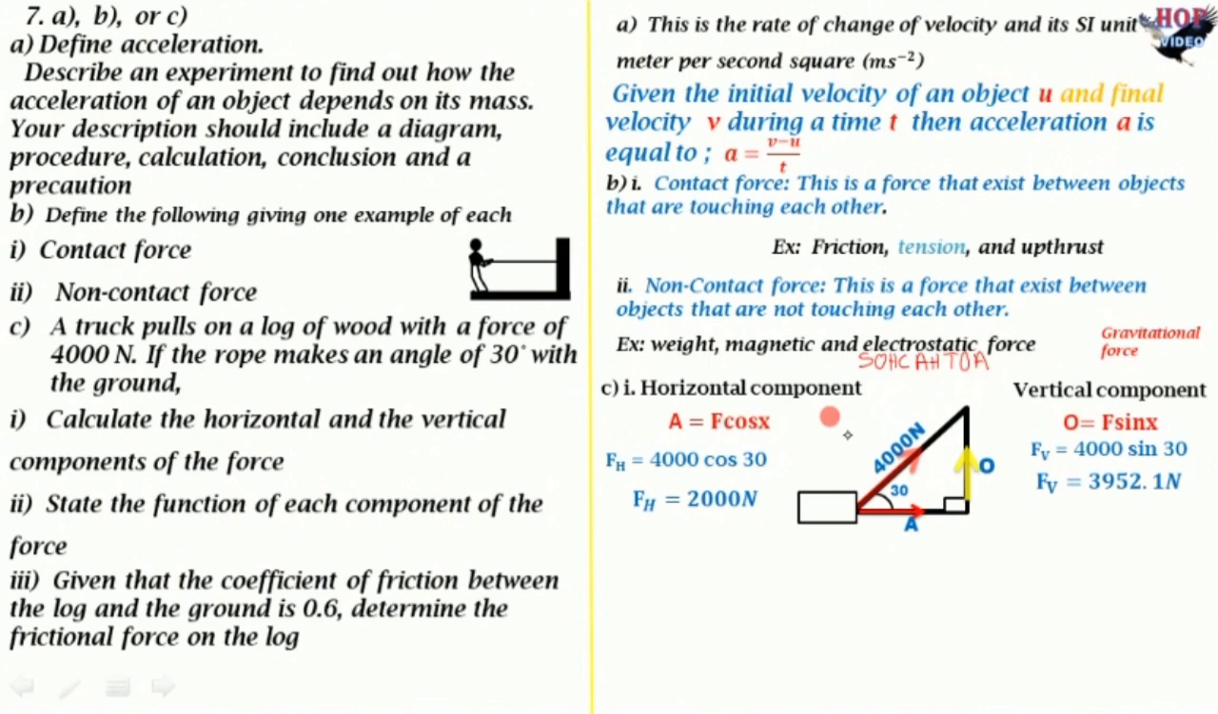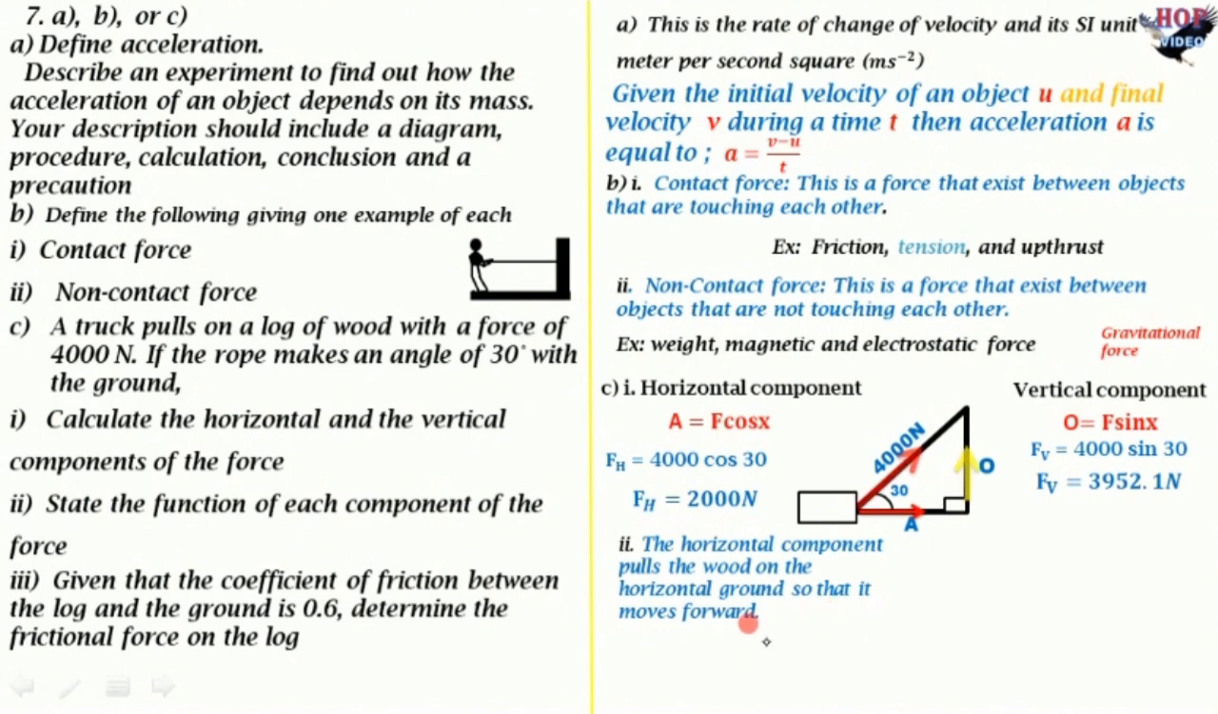Now the next question asks us to state the function of each component of the force. So we are going to look at the functions of the horizontal component and the vertical component. Horizontal means parallel to the ground. So if this box is to move forward, it's going to be due to the horizontal component of the force acting on the box. So it means that the horizontal component pulls the wood so that it moves forward.